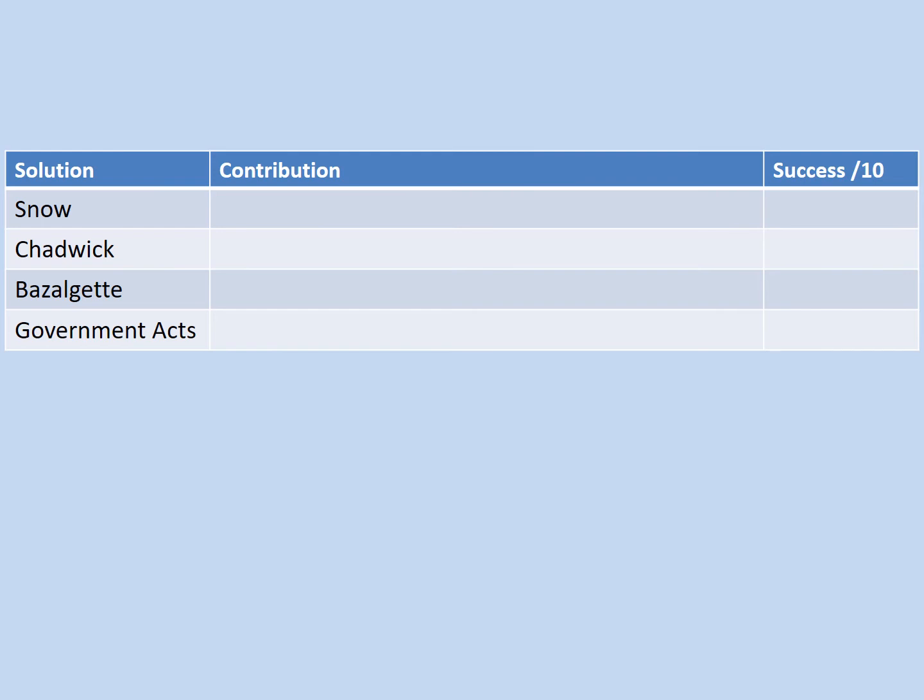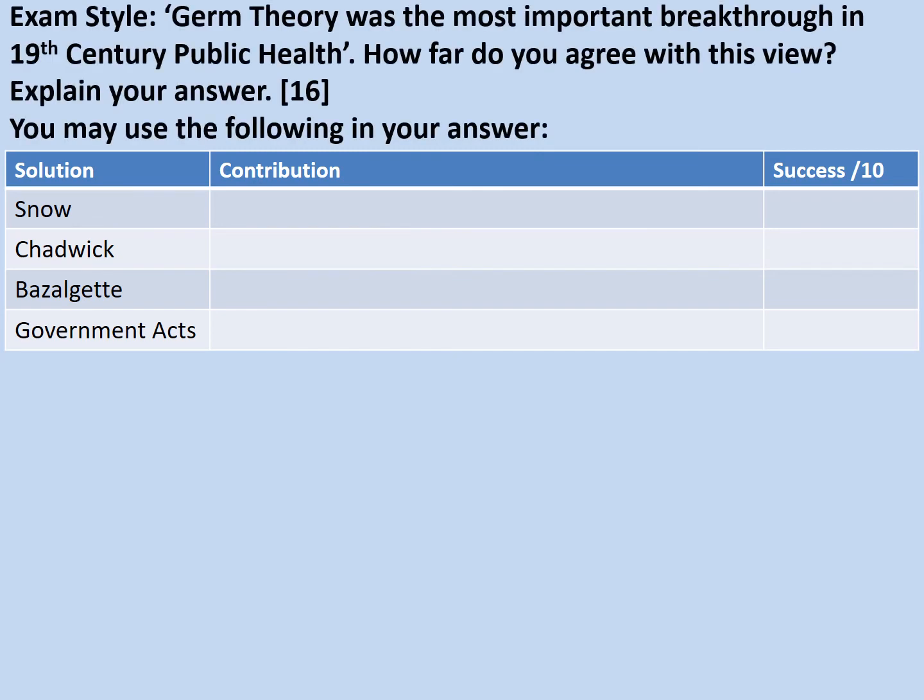For example, Snow wasn't believed to begin with, but it was important later on, so maybe he would have a lower impact than government acts that later build on each other and provide a lot of change. We're going to answer this question now. Germ theory was the most important breakthrough in 19th century public health. How far do you agree with this view?